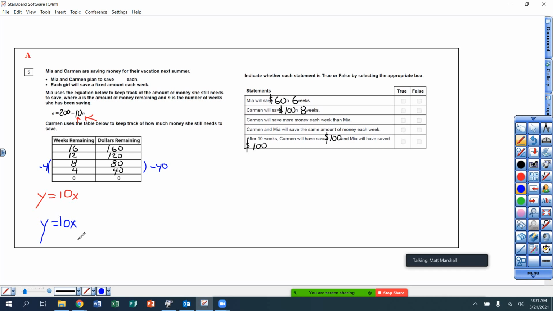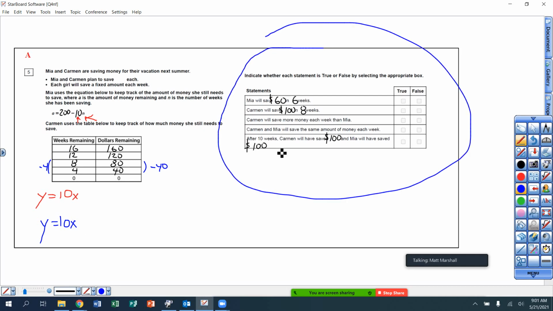What do you think? And then you use those equations to answer the questions in the true-false. Like for Mia, you plug in 6 into her equation, 6 times 10, 60, that would be true. For Carmen, you plug in 8 into that equation, 8 times 10, 80, that would be false. Carmen saves more money than Mia, that's false because they're equal. Carmen and Mia save the same amount, that is true for this problem. Does that kind of make sense? Yeah, that makes sense.